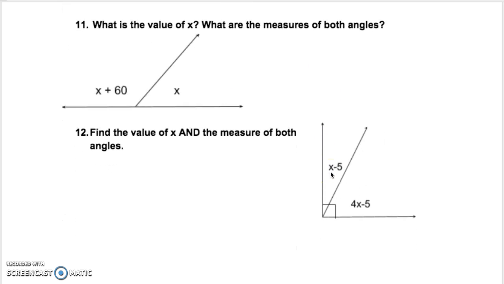Number 11, what is the value of X, which you see here and here, which is going to be the same number, but we have to find out what that is going to be. And then once you find X, what are the measures of both angles? So if you remember, we just plug our X back in to figure out what the 2 missing angles are going to be.